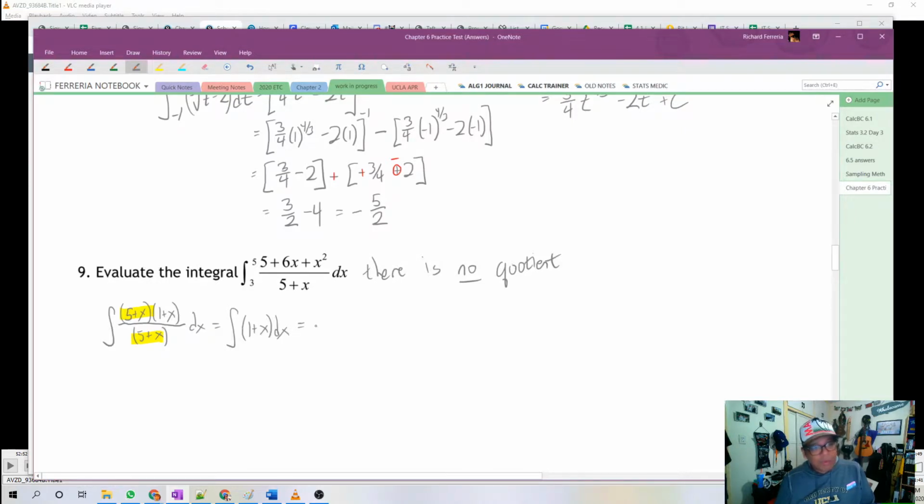The antiderivative of 1 is 1 times x. The antiderivative of x, well, that's x to the first power. So it's 1 over 1 plus 1 multiplied by x to the 1 plus 1 power plus constant. We can simplify that. x plus 1/2 x squared plus constant. And that takes care of question number 9.